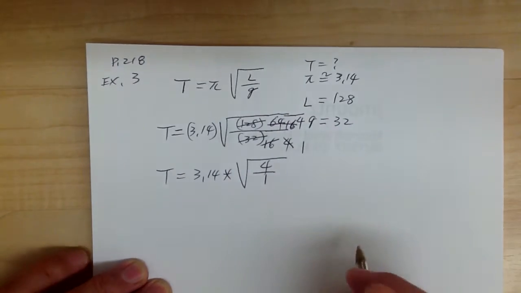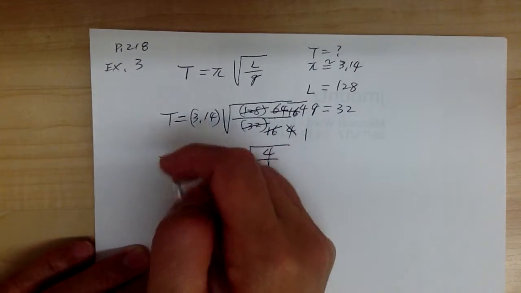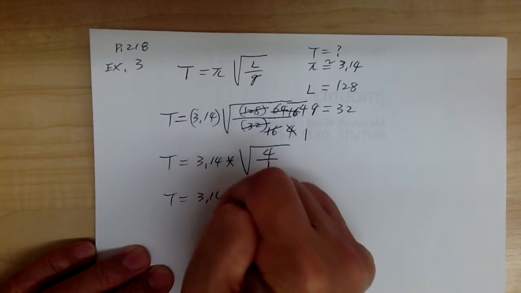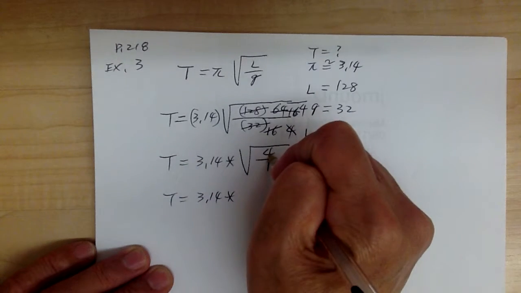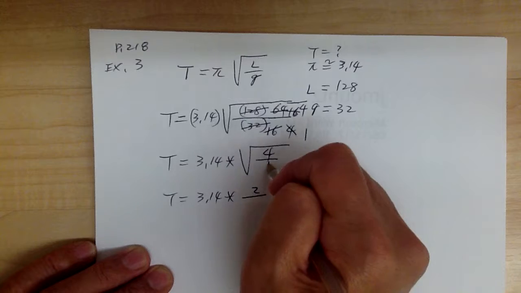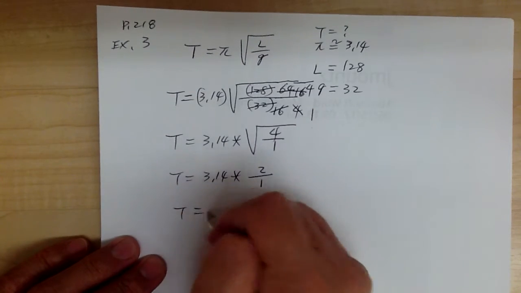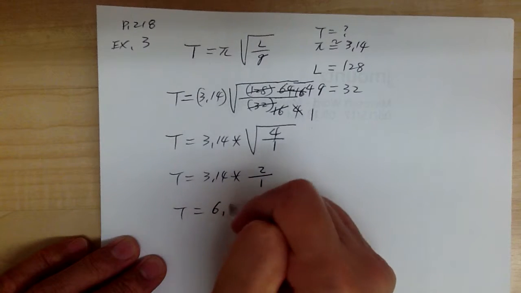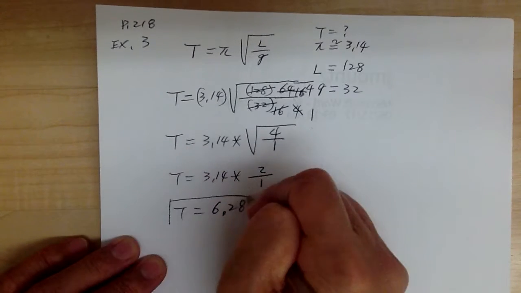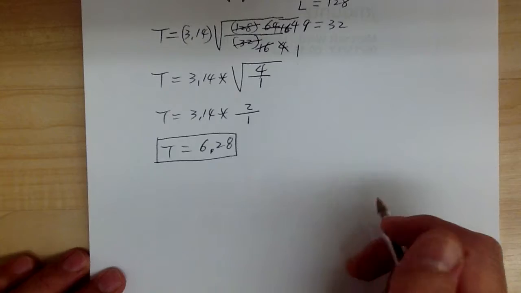So this becomes 4 over 1. Now you can simplify your square root: this equals 3.14 times the square root of 4, which is 2, over the square root of 1, which is 1. So this is equal to 2, and when you multiply, you get 6.28, and that's it for example 3.